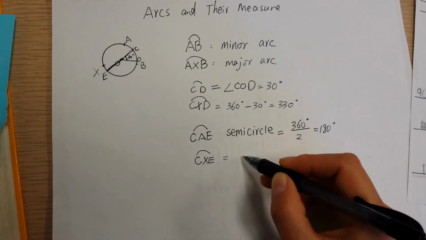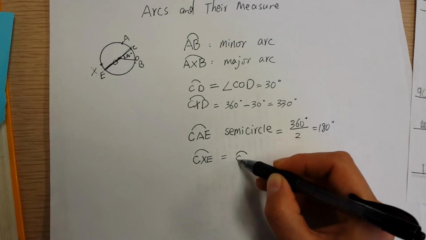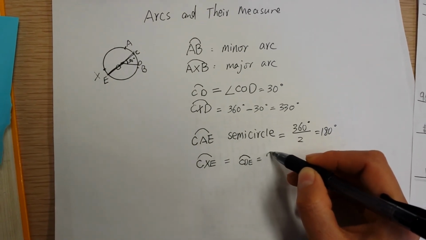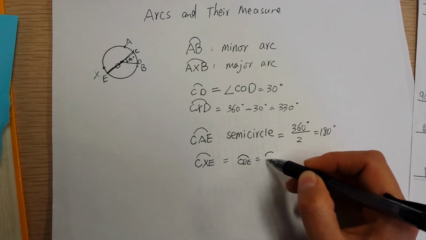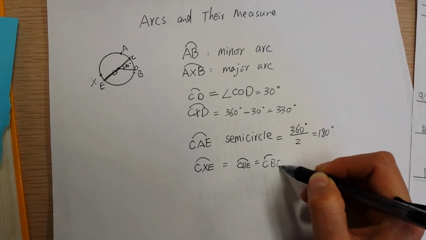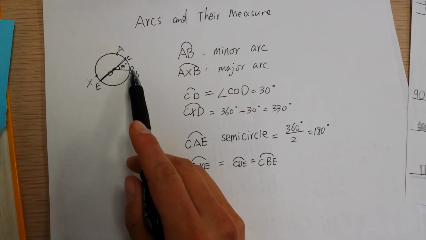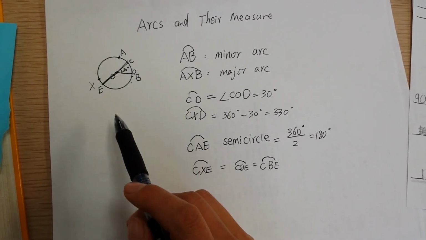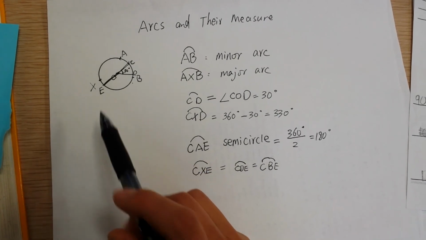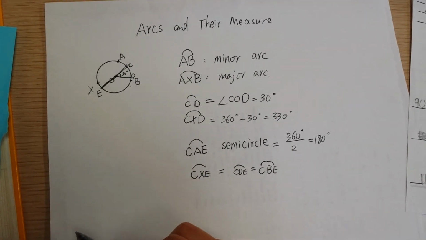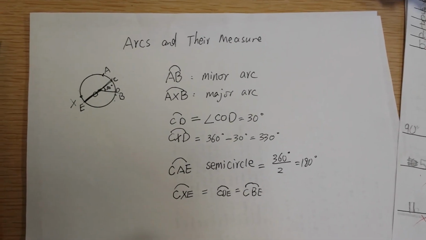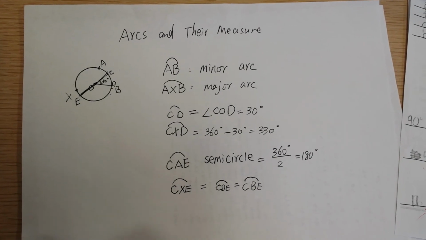This measurement will definitely equal the other semicircle, which is CDE, right? Again, CDE we can represent in different ways. That would be CBE, because B and D are both points on the way from C to E. So that's the vocabulary for our new lesson.